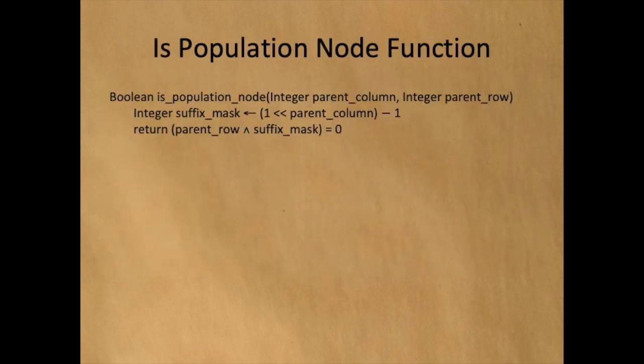This function computes whether or not a node is a population node. We compute the suffix mask by taking 2 to the column number and subtracting 1, which is the classic technique for generating a mask with the least significant n bits set. If we AND the parent row with the suffix mask and the result is 0, then this node is a population node. Otherwise not.